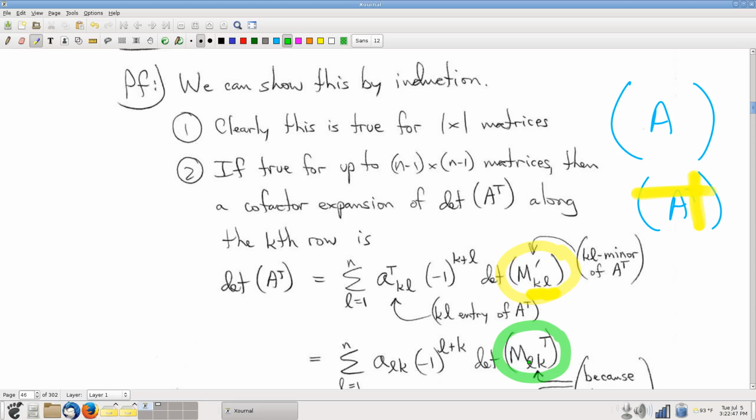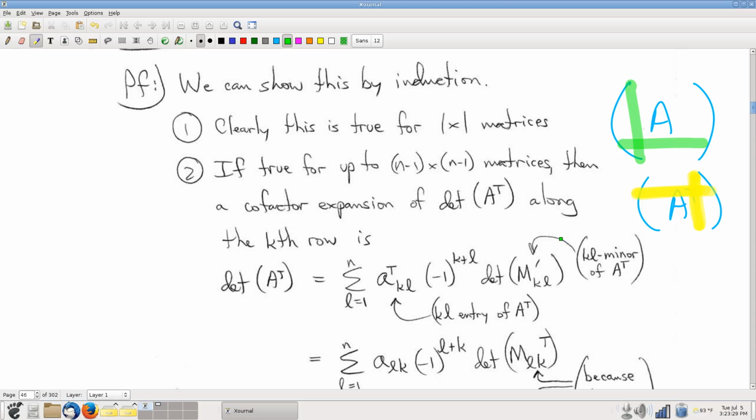This matrix, we're still going to cross out a row and a column. There's still going to be a transpose. The important difference here is that here we are crossing out the row and column first, and then subsequently transposing. So here we're crossing out the lth row of the original matrix A, and then we're crossing out the kth column. All right. So, and then subsequently we're taking this and then transposing it. Okay. So, do we get the same thing?